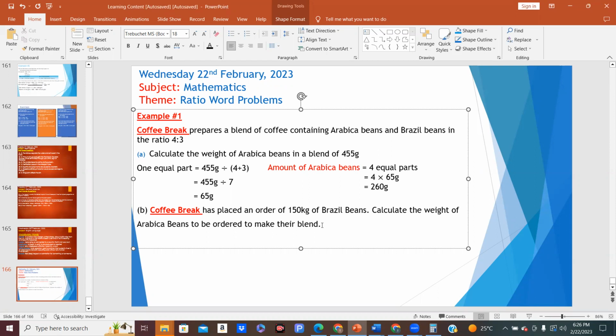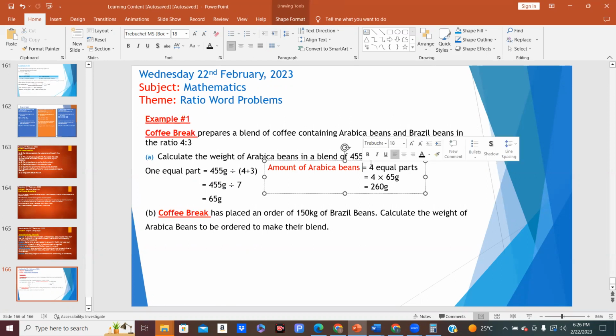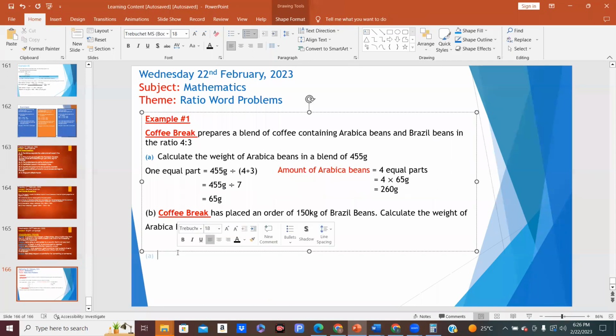Any suggestions on how we're going to get one equal part? We divide. How are we going to divide? What are we going to divide? We're going to divide the amount of Brazil beans that was ordered. Close, but not quite. You're right about dividing, but the numbers you chose are wrong. So we need to find one equal part. How are we going to do that?